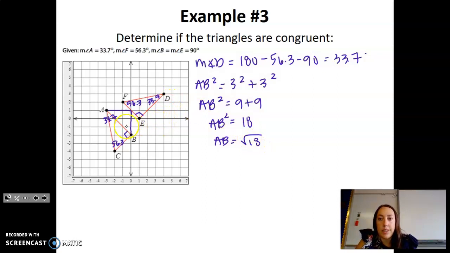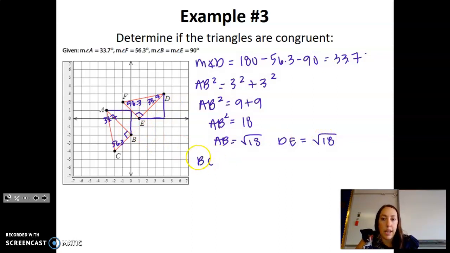And we can see here side AB should go with side DE. You guys can see if you draw the triangle for DE, see how you also get side lengths of 3 and 3. So that means DE is also going to have a length of root 18. So those two sides check out.